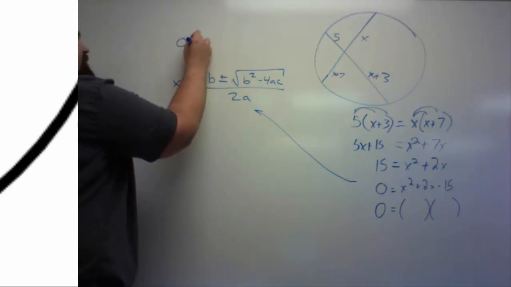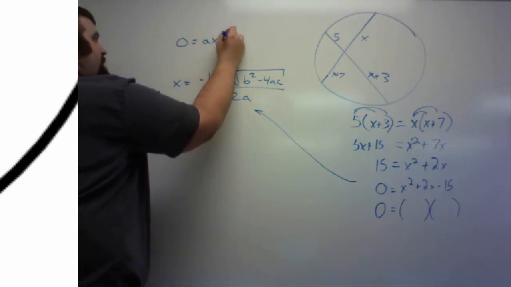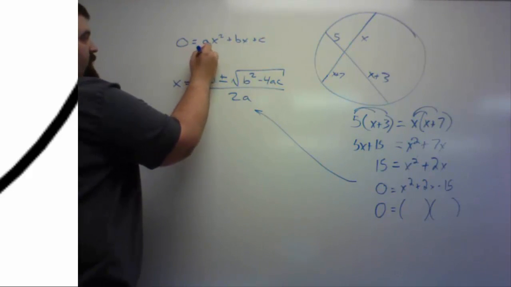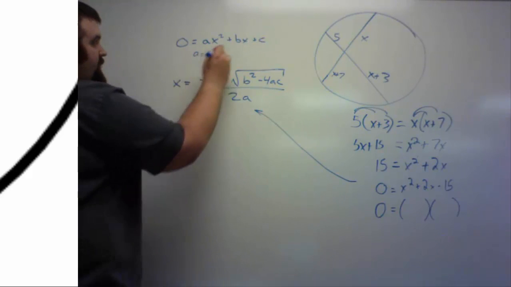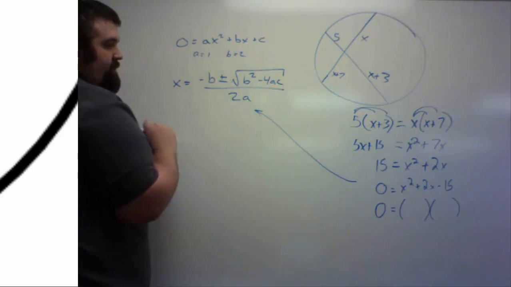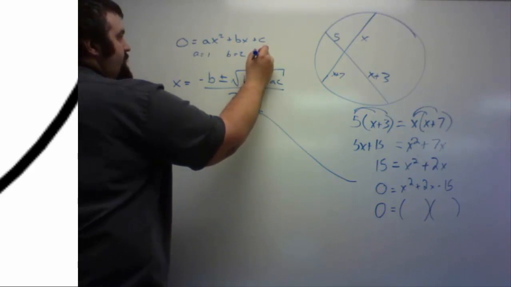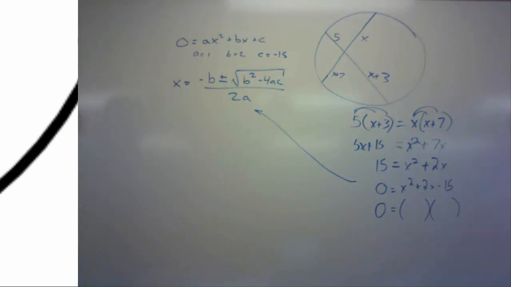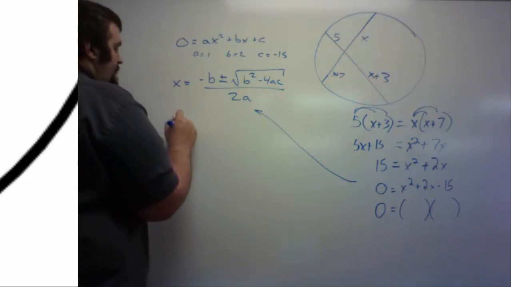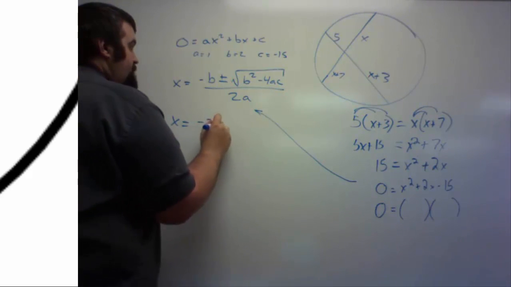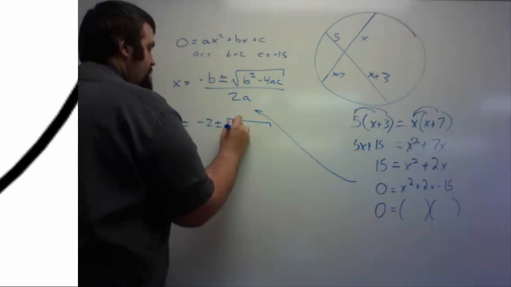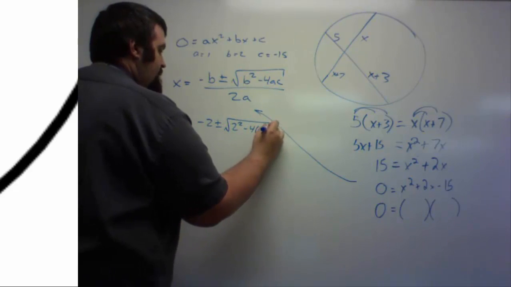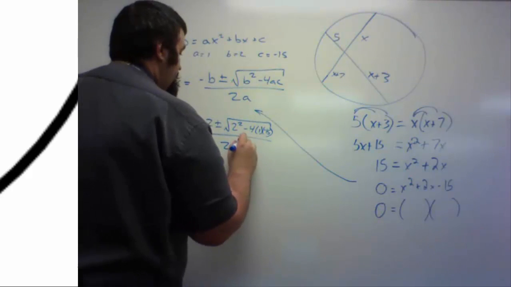Where 0 equals ax squared plus bx plus c. So in this case, a would be 1 because 1's in front of x squared, b would be 2 because 2 is in front of x, and c would be negative 15. I just plug it in and find it. So x equals negative 2 plus or minus square root of 2 squared minus 4 times 1 times negative 15 all over 2 times 1.